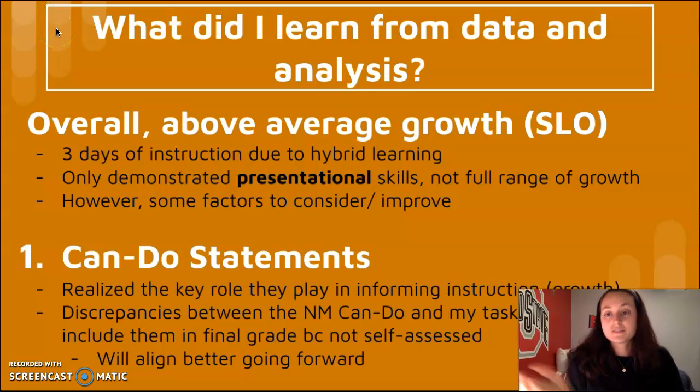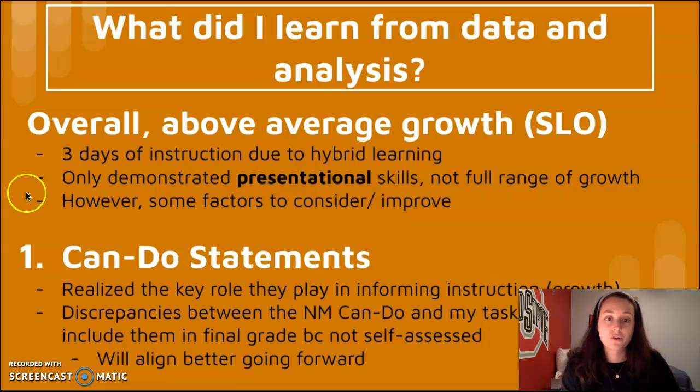So in conclusion, what did I learn from my data and analysis? Overall, students demonstrated above average growth. Again, for only 3 days of instruction, I was really impressed, but it should be noted that this was only their presentational skills, and this isn't even representative of the full range of their growth. However, there were some factors I felt should be mentioned before closing.